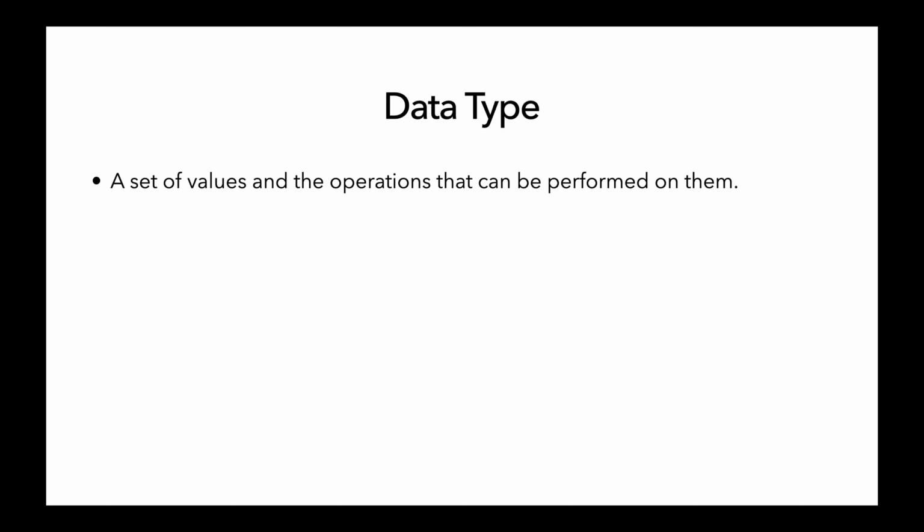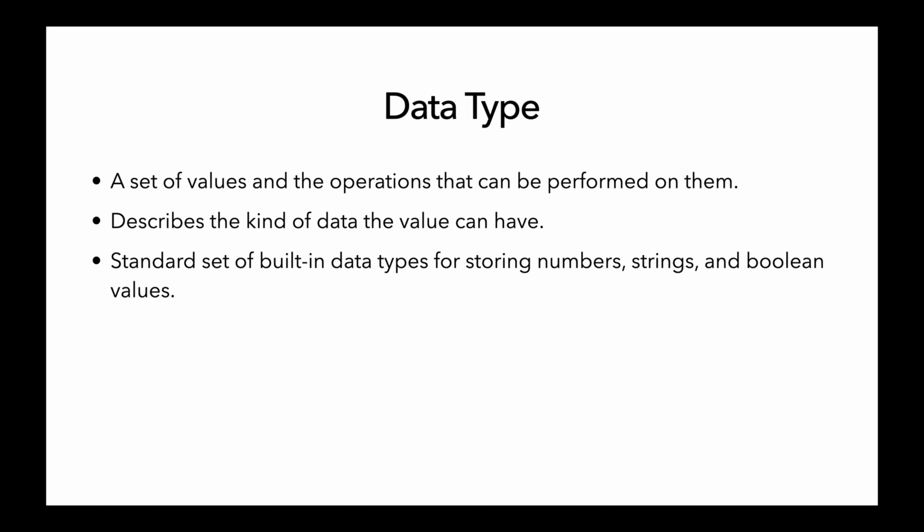Data type refers to a set of values and the operations that can be performed on them. It really describes the kind of data the value can have. Swift has a standard set of built-in data types for storing numbers, strings, and Boolean values.